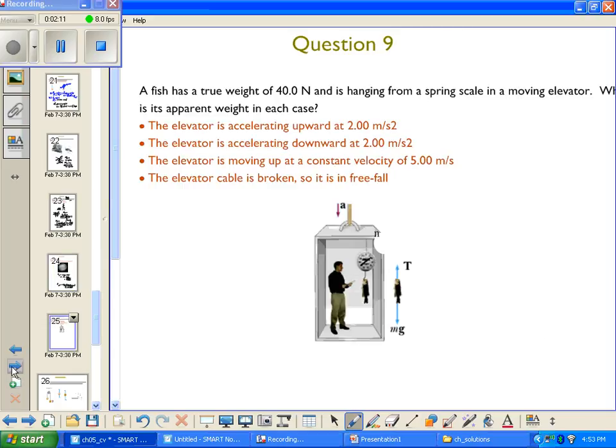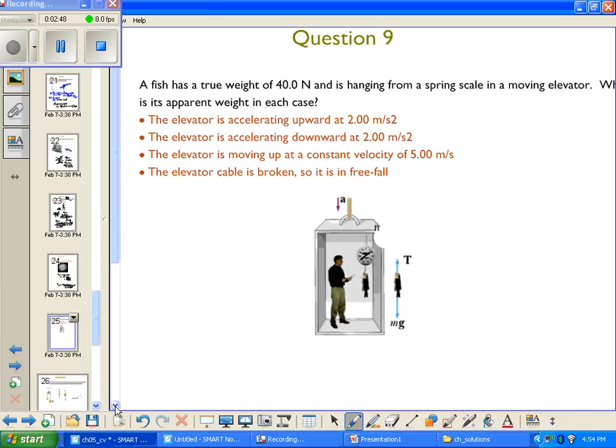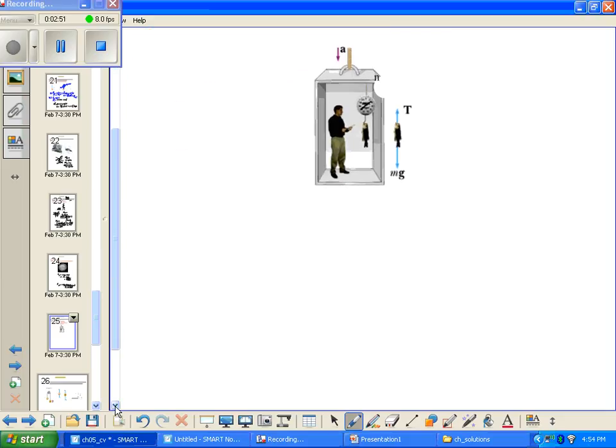Okay, question 9. A fish has a true weight of 40 newtons and is hanging from a spring scale in a moving elevator. What is the apparent weight of the fish in each of the following situations? Okay, the elevator accelerates upward, 2 meters per second squared. The elevator accelerates downward at 2 meters per second squared. The elevator moves at constant velocity, 5 meters per second. And the elevator cable is broken so that the fish, as well as the elevator, are in a state of free fall. Well, let's see.